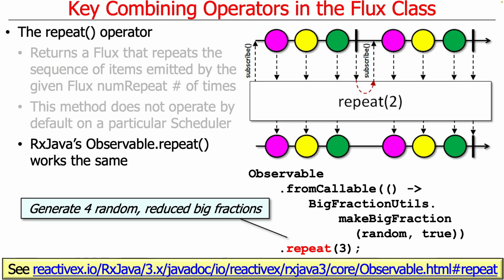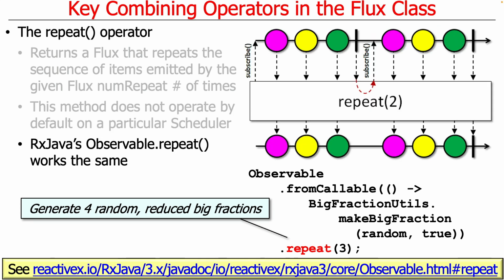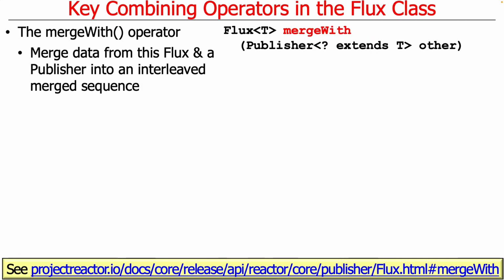There is something in RxJava that works the same way. I think there might be a bug here. This should probably say repeat 4, because if you want 4 random reduced BigFractions, you have to give it this extra 1, whereas with RxJava, with Project Reactor, you only have to say 3 because it'll always do it one time. So I'll fix that in the final version of the slides. There's really nothing quite like that in Java streams. There's stuff you can do that's sort of like that, but there's no repeat operation.